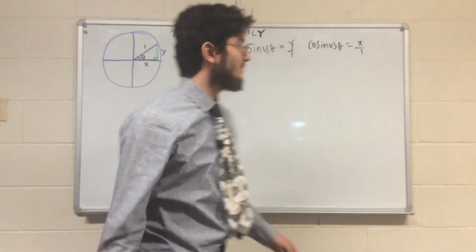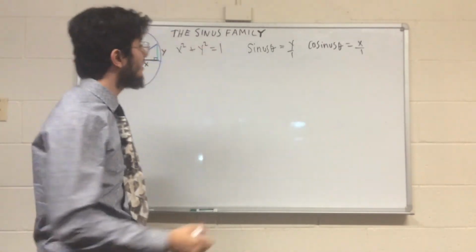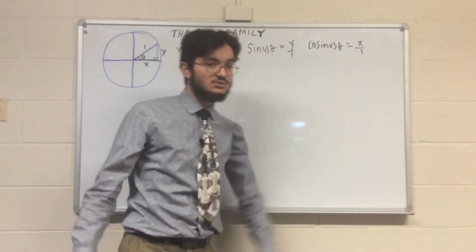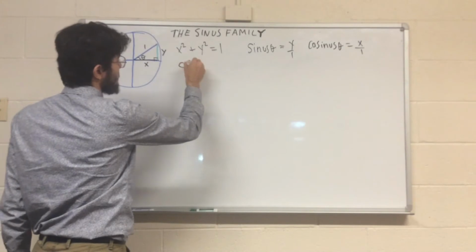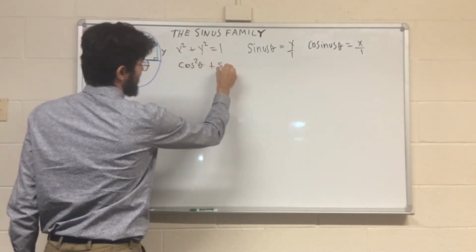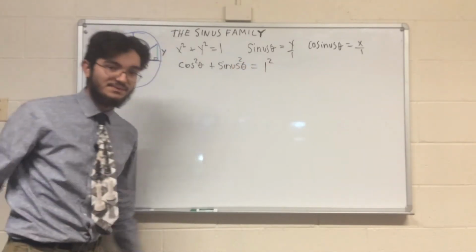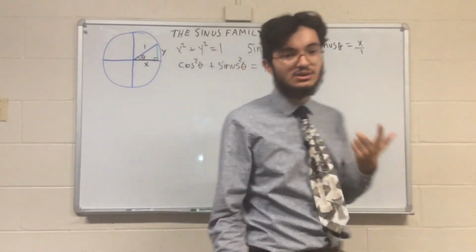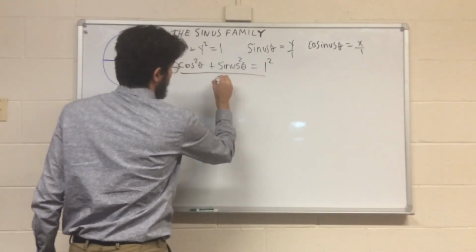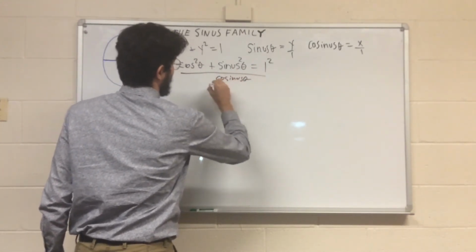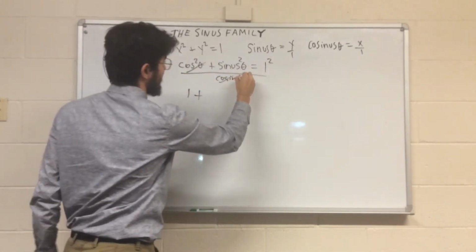Okay? Now we can take advantage of the Pythagorean theorem to arrive to the very first trigonometric identity. So if our x is cosinus of theta and our y is sinus of theta, then we can say that cosinus squared of theta plus sinus squared of theta equals 1 squared, right? And then from this we can derive other trigonometric identities. Like if we divide everything by cosinus squared of theta, then this over here becomes 1, right? And this over here becomes sinus squared theta over cosinus squared theta.